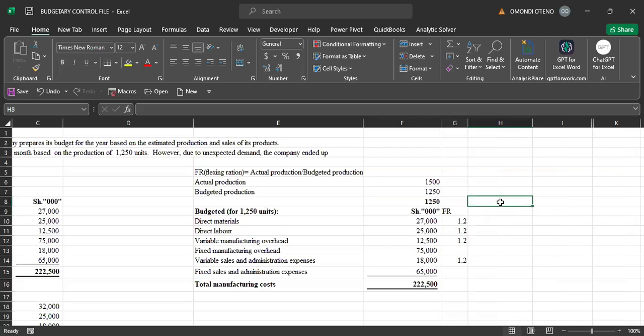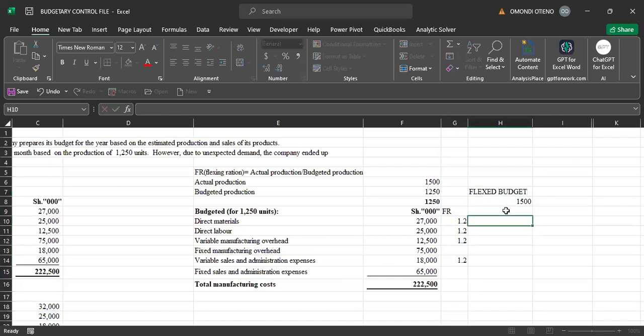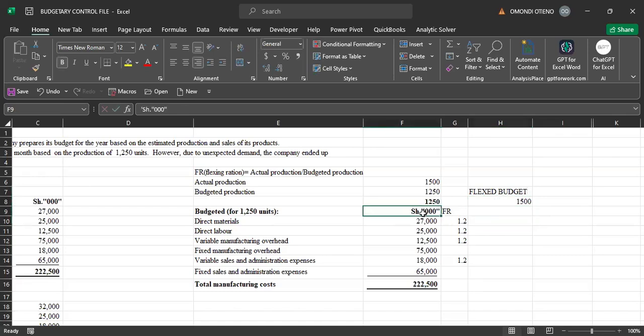So our flexed budget here, we are adjusting these units to 1,500. We must have the flexed budget and the units should be equivalent to actual production for us to be able to make a comparison. So the first thing we are supposed to do is to get the flexing ratio. Once you're able to get the flexing ratio, then you have the flexed budget, right? So here we have 1,500 units. So can we now get the flexed material cost?